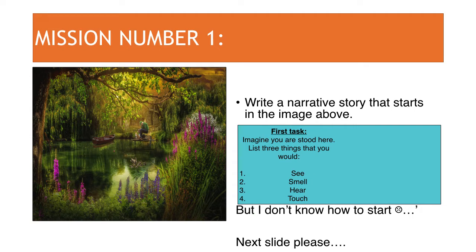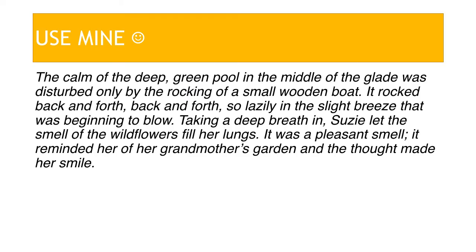The first thing I want you to do is imagine that you're stood here. Think about the detail. Think about the trees and the lake and the colours that you can see. And the first thing I want you to do with this task is to list 3 things you would see, smell, hear and touch. So you're using the 4 main senses, okay? If you're thinking, I don't know how to start, I don't know what to do, I can't start this, refer to the next slide.